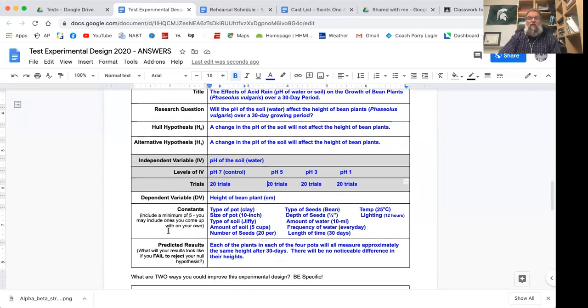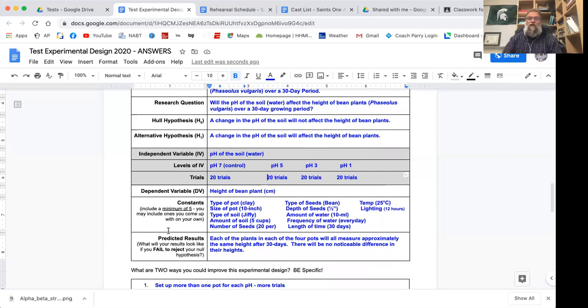Your dependent variable was the height of the bean plant, and remember, you should always give the unit you're measuring in. So in parentheses, I put centimeters. So dependent variable, there's 2 points awarded, 1 for height of bean plant, and second point for identifying the unit you're measuring in, which is centimeters, in parentheses.